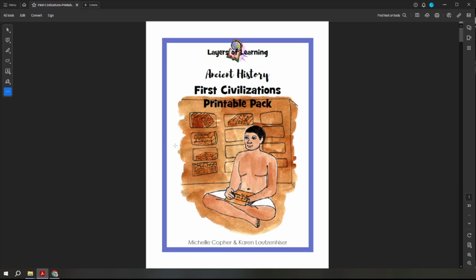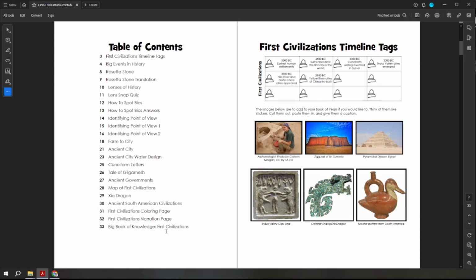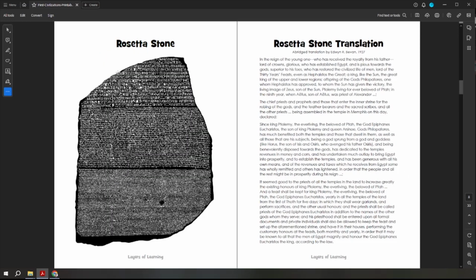So this particular one, I don't know, it has 33 pages. This is the table of contents. If you are using this on your computer, you can click on the table of contents and it will take you straight to the printable that you want to go to.